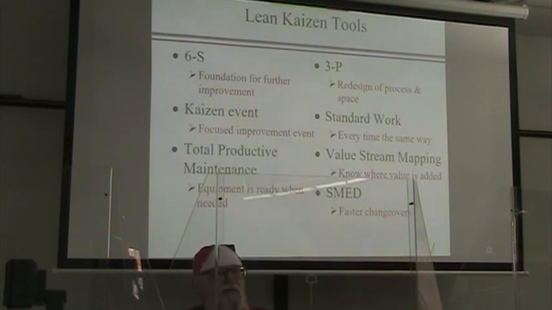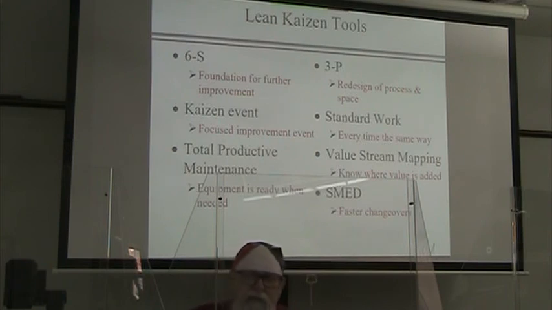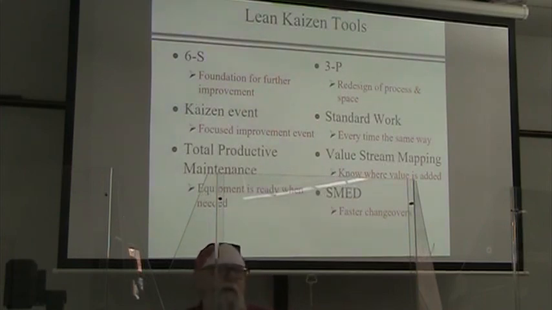All right, so we use all kinds of different tools and events within Lean to make things more efficient. 6S is always where we start. That is always our foundation for further improvement. Have you ever gone to somebody's shop and it's just a mess, there's stuff on the floor, there's a bunch of stuff lying around, there's dust on all kinds of things? Well, it's hard to work in a circumstance like that. Right? If we clean things up and we make things more organized, it's easier to work.